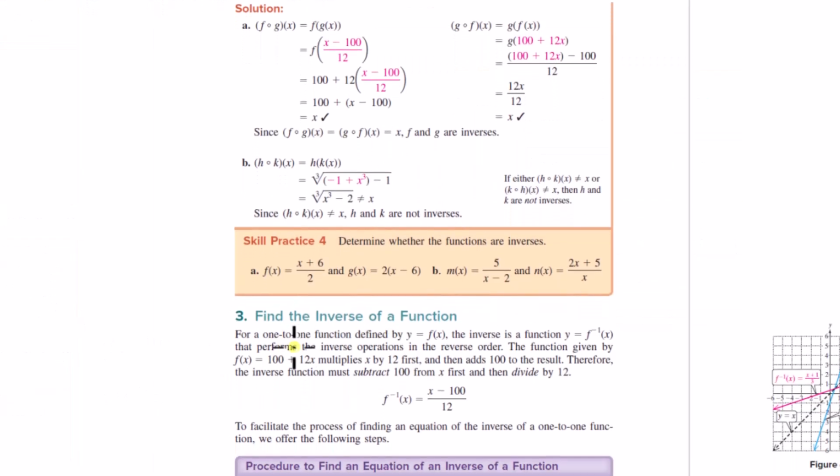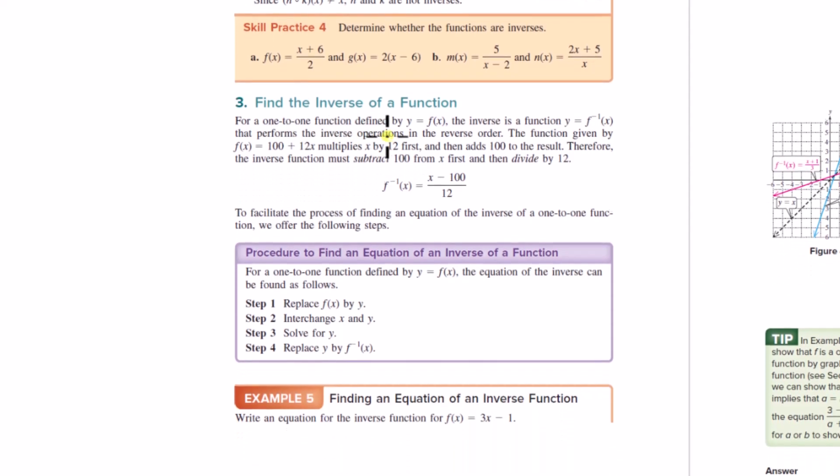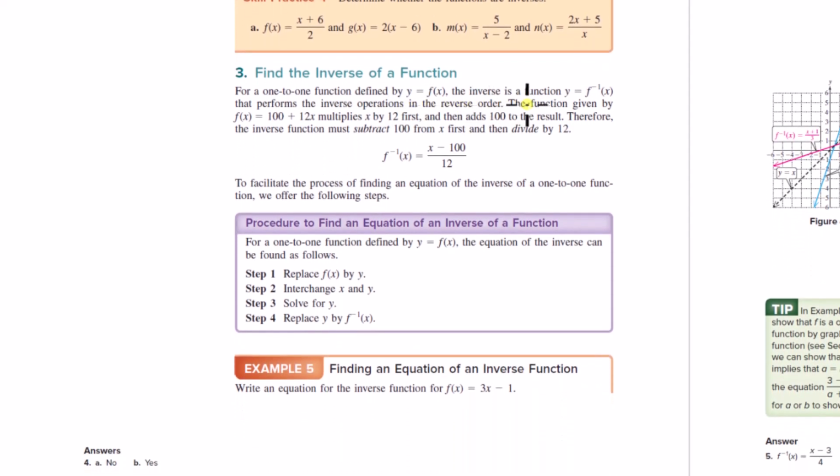Okay, finding the inverse of a function. For a one-to-one function defined by y is equal to f of x, the inverse is a function y is equal to f of minus 1 of x that performs the inverse operations in the reverse order. The function given by f of x is equal to 100 plus 12x.